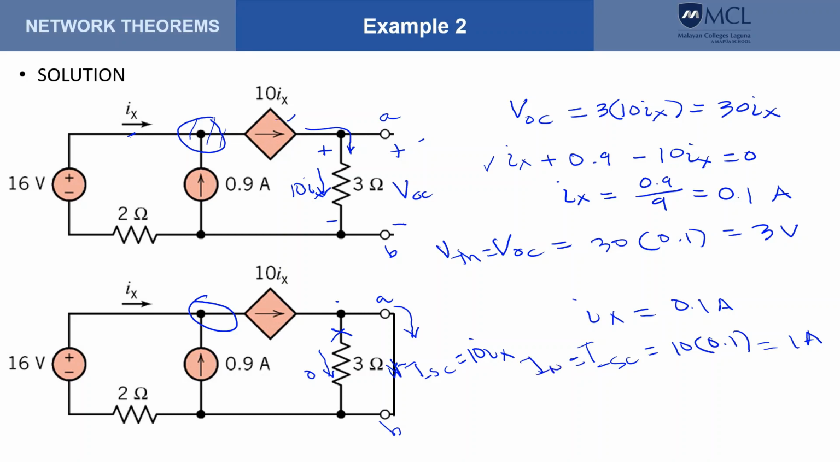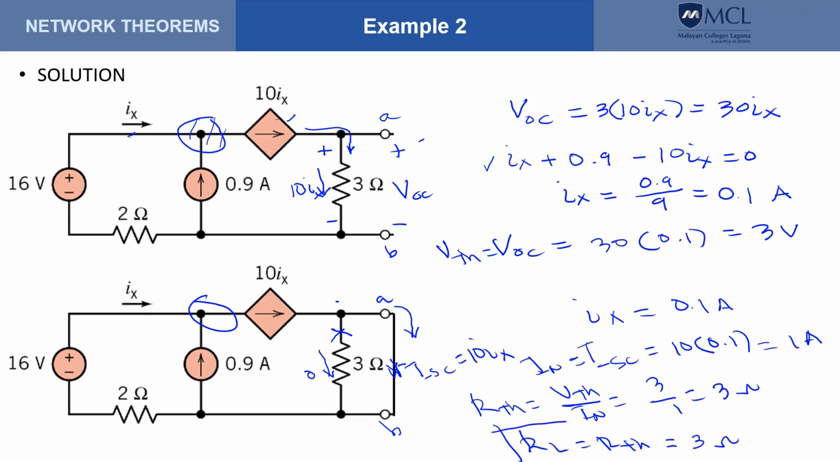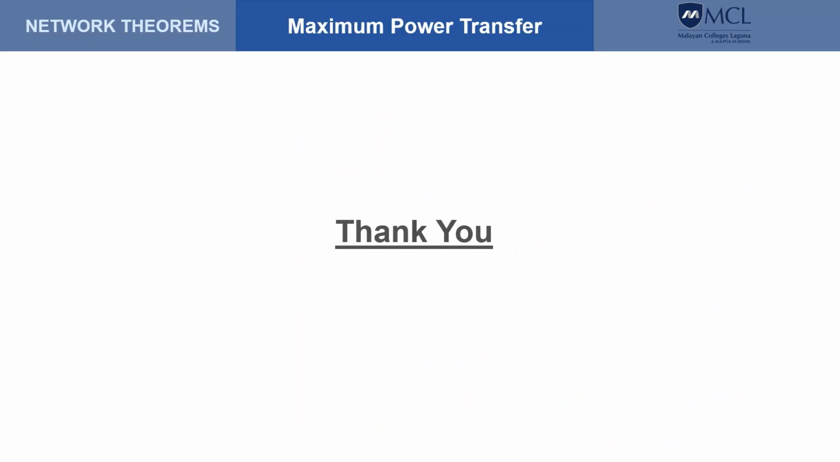Now I can compute for RTH, and that should be equals to VTH over I sub n, which is 3 divided by 1, or equals to 3 ohms. So therefore, my R sub L is equals to RTH, which is equals to 3 ohms. And this is my final answer. Thank you.